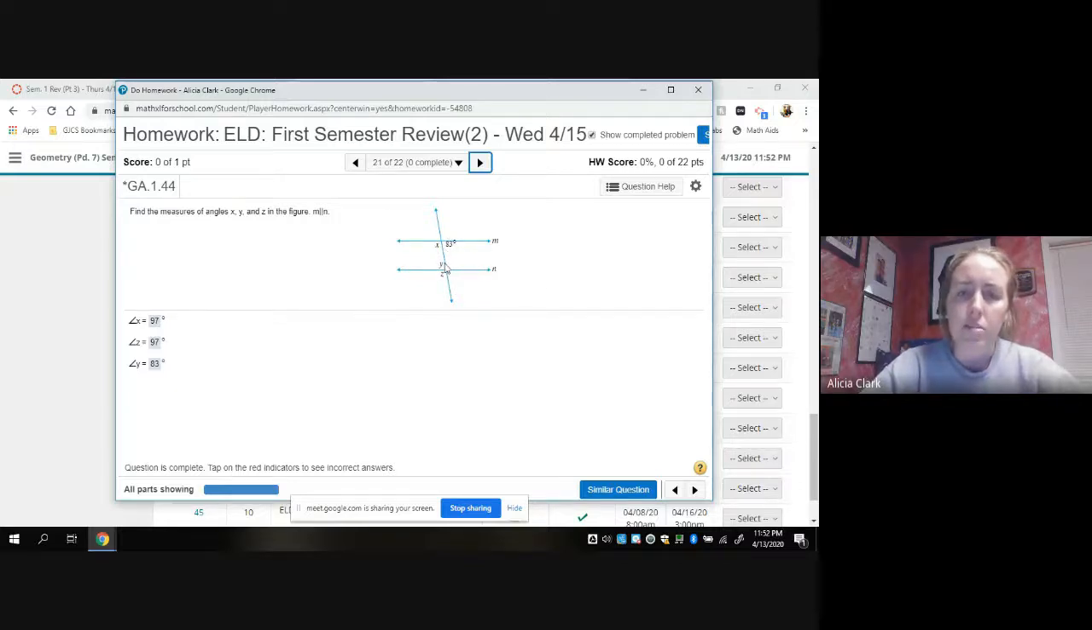Those are called corresponding angles. And then Y is going to be the same as this angle because those are alternate interior angles. So Y is also going to be 83 degrees.